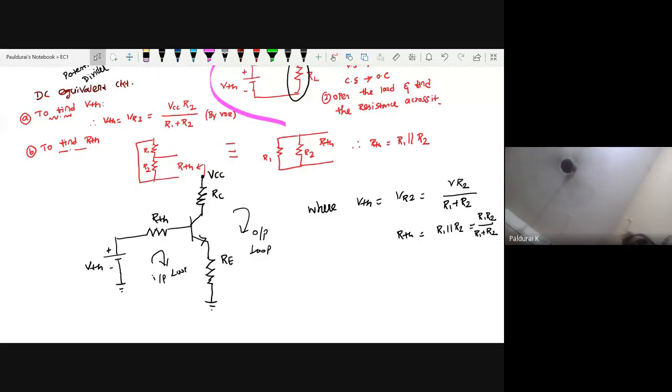Got it? I will give you one clue. I will give you one concept. It's quite interesting. Okay. Yeah, he has connected one R2.